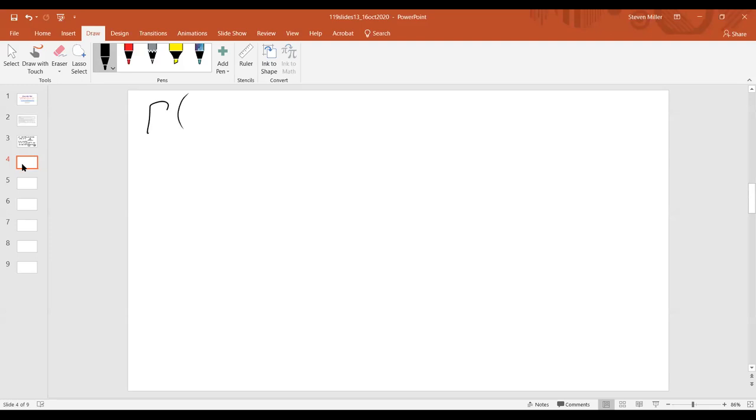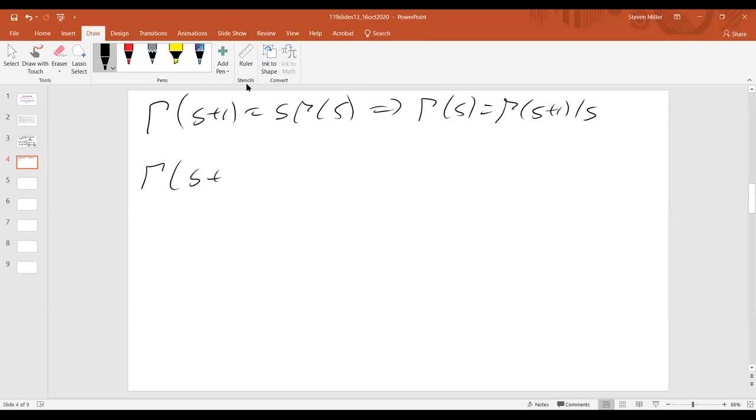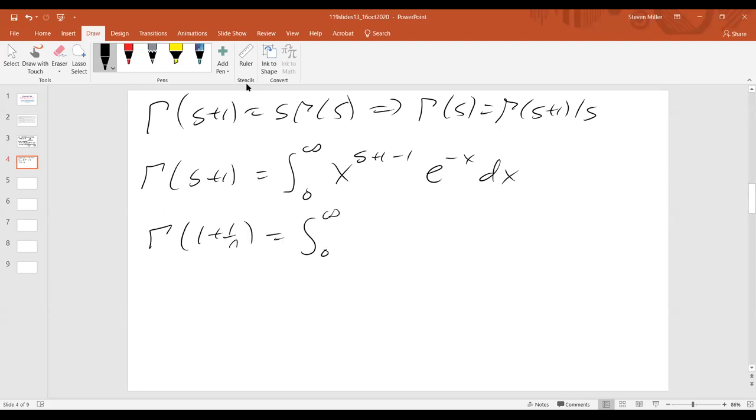Gamma of S plus one is S gamma of S, which implies gamma of S is gamma of S plus one divided by S. And so gamma of S plus one is the integral from zero to infinity of X to the S plus one minus one, e to the negative X dx. So gamma of one plus one over N is just the integral from zero to infinity of X to the one over N, e to the minus X dx.